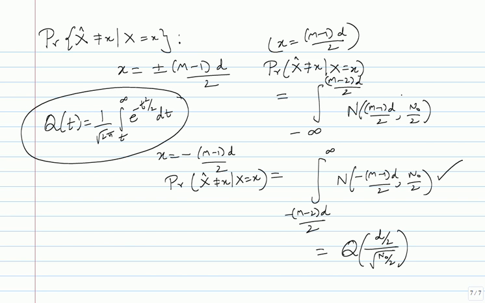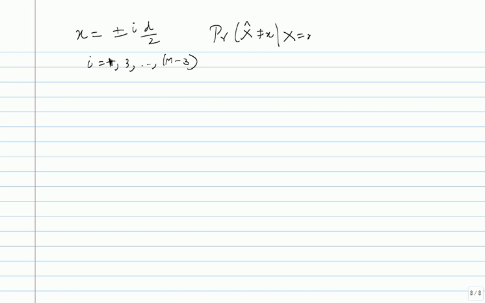What about interior points? Two times that. Do you believe me? Okay, so for interior points, x equals plus or minus i d by 2, i equals 1, 3, and so on till M minus 3, the probability that x hat not equal to x given x equals x is 2 times Q of d by 2 divided by root N naught by 2.